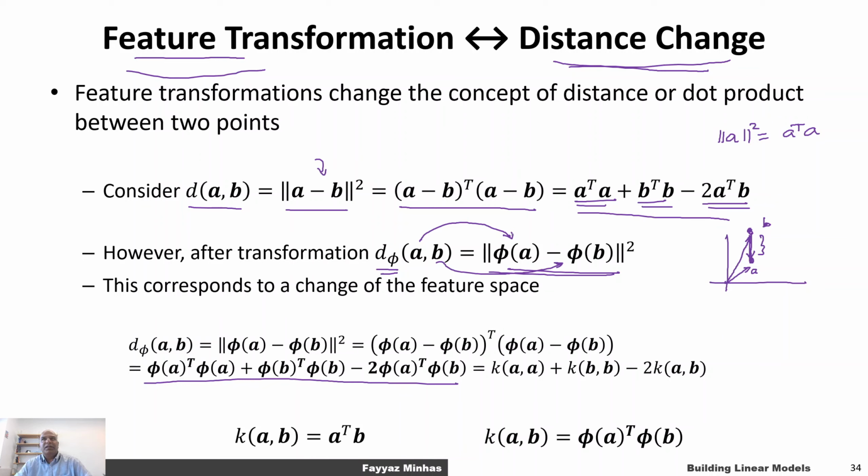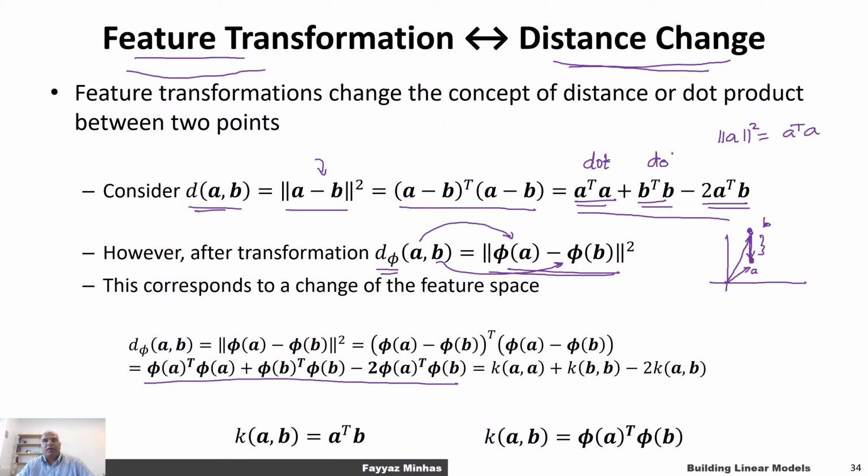Okay, so we've seen that, and we have a pretty good intuitive understanding now of how applying a transformation can change the definition of distance in the feature space, right? But if we look at this formula in a bit more detail, we see that the square of the distance between A and B is equal to A transpose A plus B transpose B minus 2 times A transpose B. And this is a dot product, right?